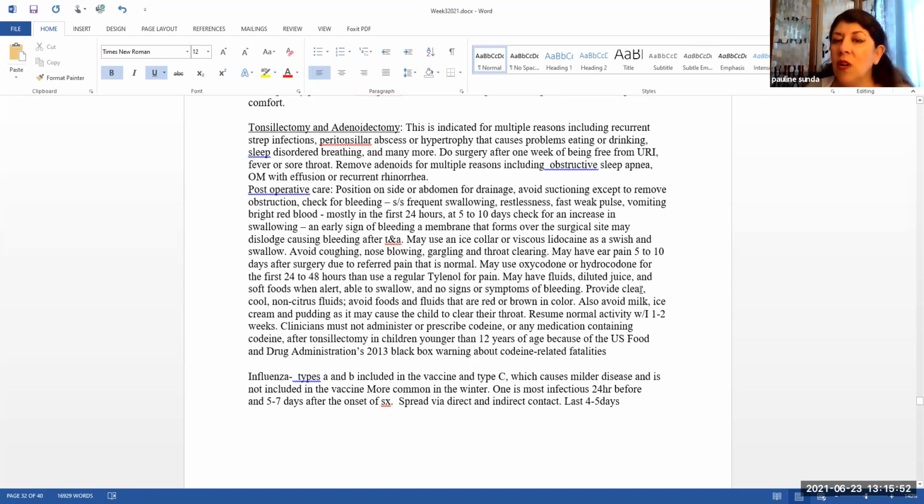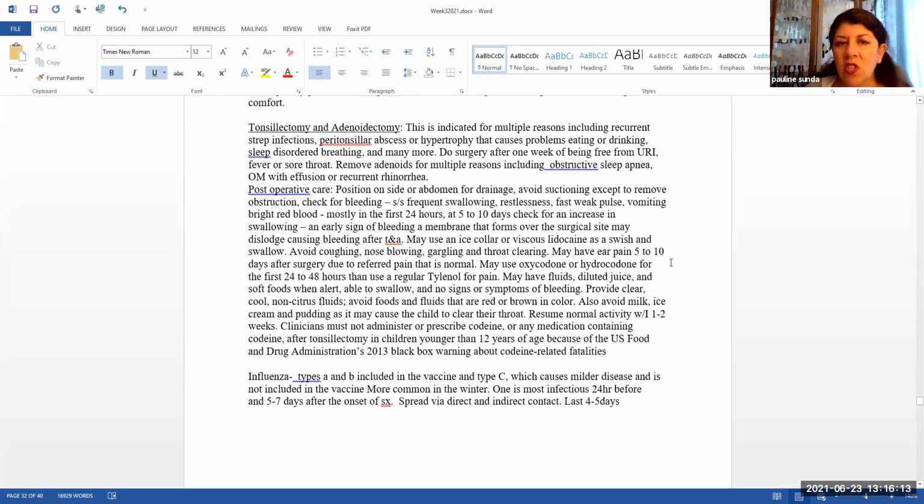Typically, they will do surgery 1 week after being free from any kind of upper respiratory infection, fever, or sore throat. They will remove the adenoids for multiple reasons, including obstructive sleep apnea, otitis media with effusion, or recurrent rhinorrhea. Postoperative care.